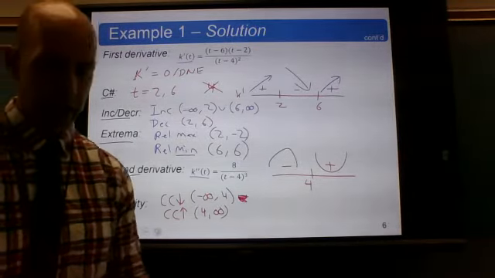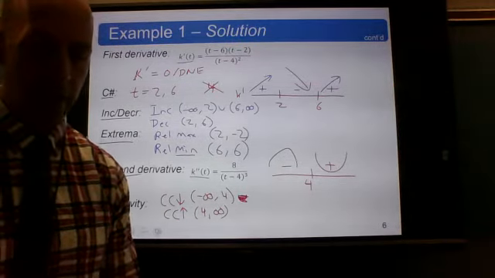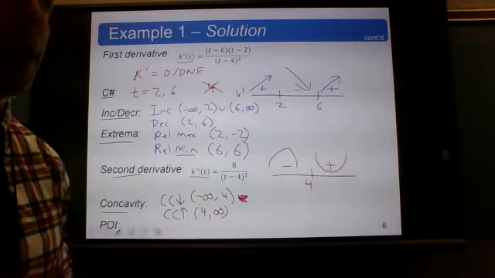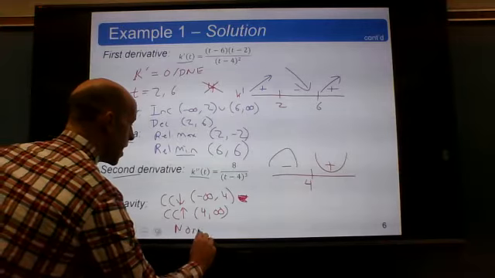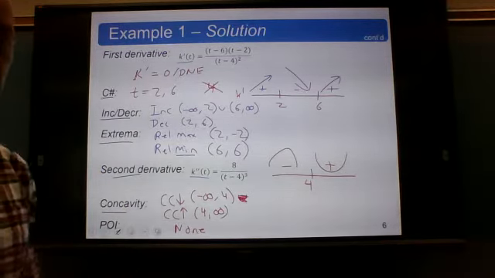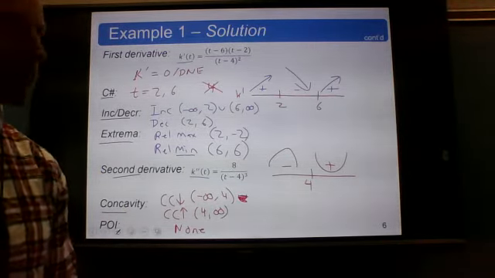Now, the only place that this could have a point of inflection would be at 4, but that's not possible because 4 is not in our domain. So there is none, or no points of inflection, in this particular example.